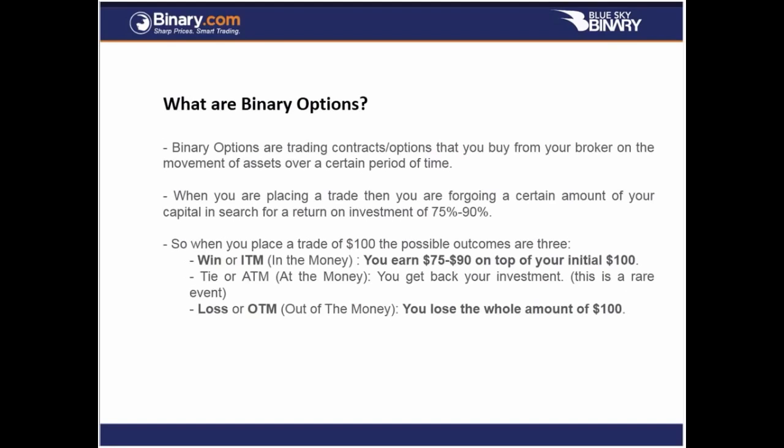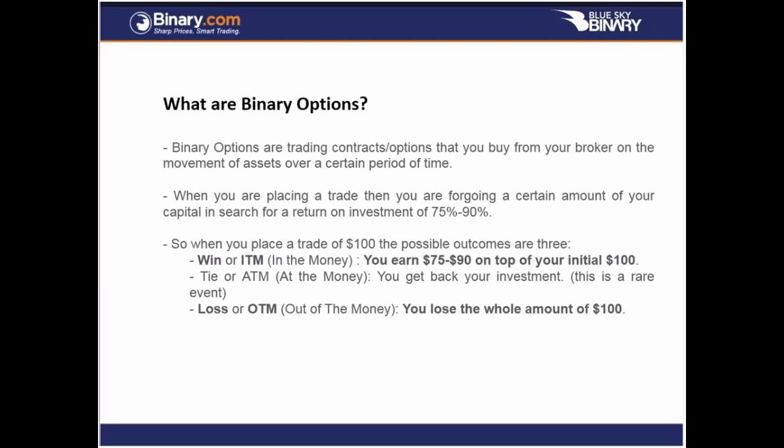So when you place a trade of $100, for example, you have three possible outcomes. In the first one, you win the option. And in this case, you go, as we call it, ITM. ITM means in the money. So in this case, you just earn $75 to $90 on top of your initial investment of $100.